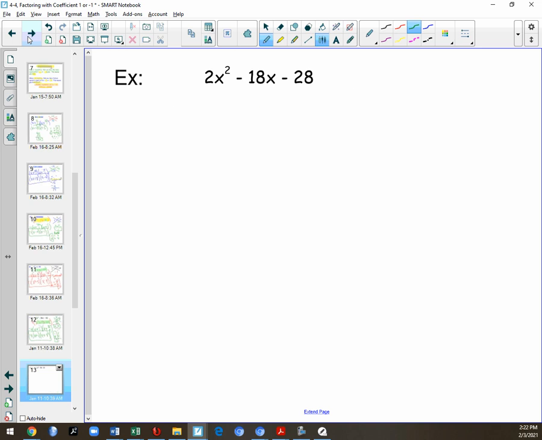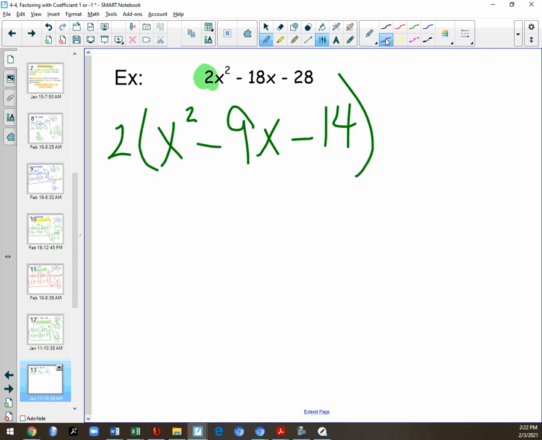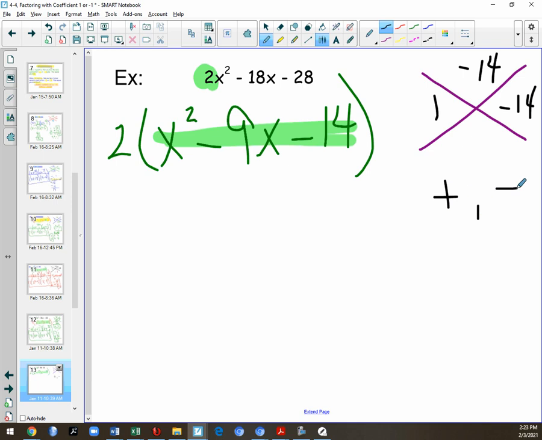Last example. My leading coefficient is a 2, so we need to again look for the GCF. Does 2 go into 18? Yes, it does. Does 2 go into 28? Yes, it does. So I'm going to pull out a 2, and I'm left with an x squared minus a 9x minus a 14. From there, this is where I'm looking, I need to have a 1 and a negative 14, which means I have to have opposite signs, which means I am subtracting.